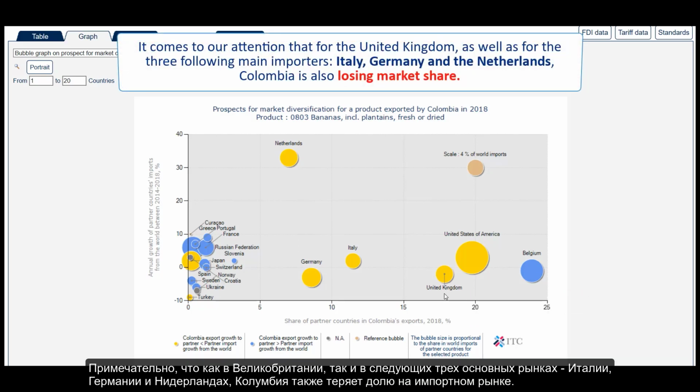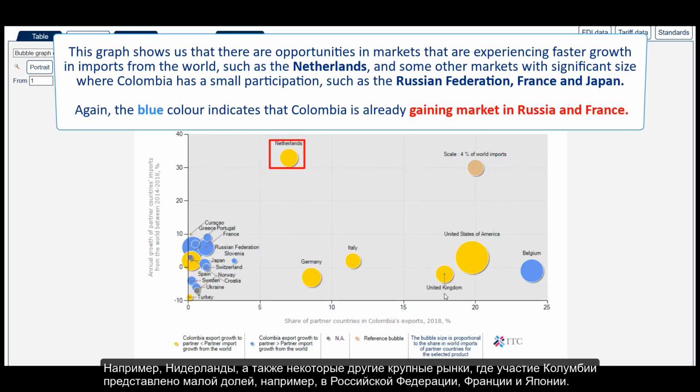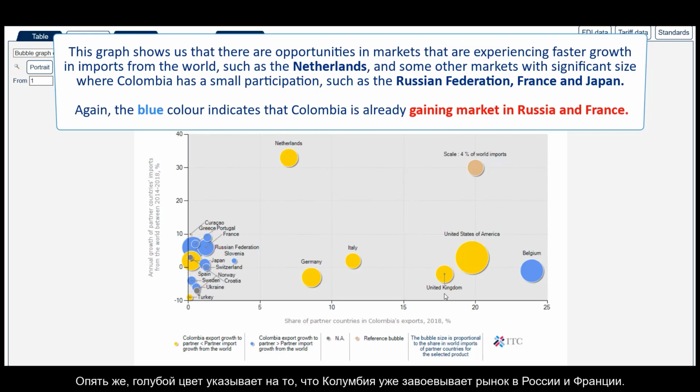It comes to our attention that for the United Kingdom, as well as for the three following main importers, Italy, Germany, and the Netherlands, Colombia is also losing market share. This graph shows us that there are opportunities in markets that are experiencing faster growth in imports from the world, such as the Netherlands, and some other markets with significant size where Colombia has a small participation, such as the Russian Federation, France, and Japan. Again, the blue color indicates that Colombia is already gaining market in Russia and France.